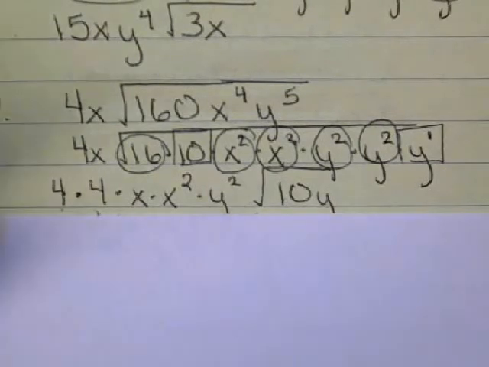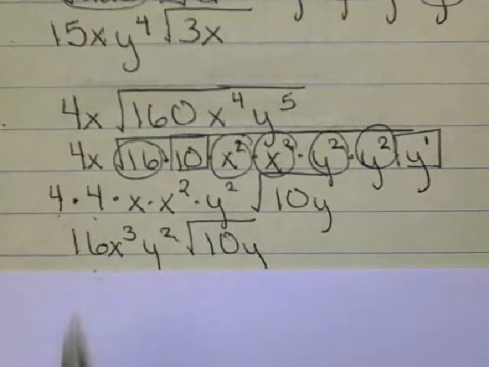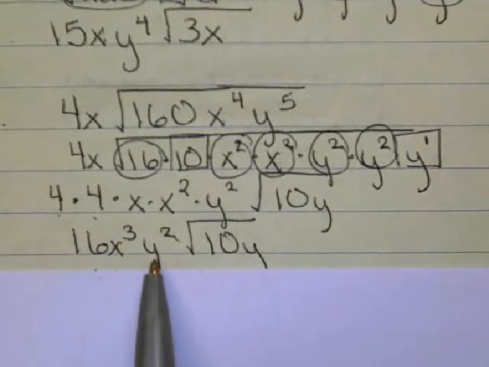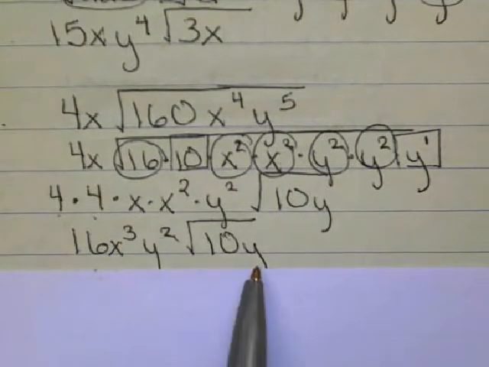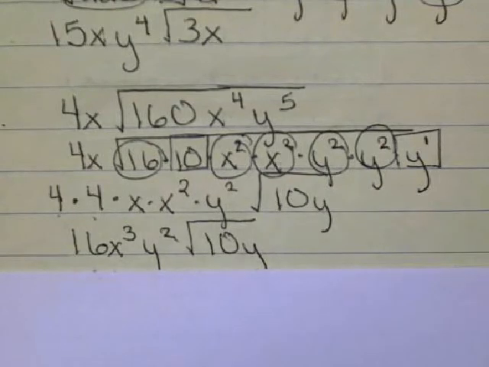Here everything multiplies, so multiplying all that back through, I get 16x cubed y squared radical 10y. That is how you simplify radicals.